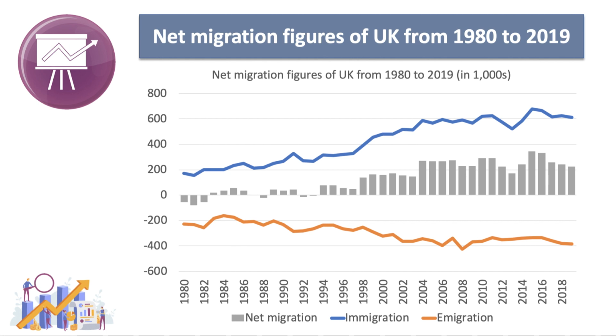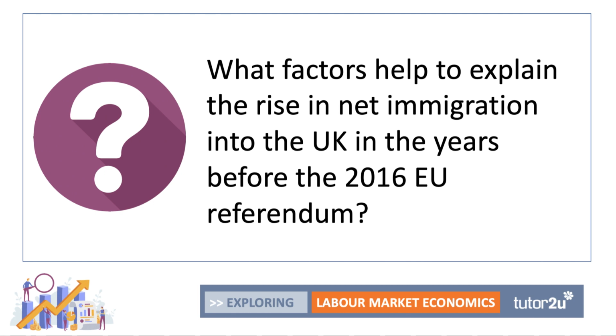Now, immigration has fallen in the last few years in net terms, but our focus actually is thinking a little bit about some of the factors that might help explain the rise in net immigration into the UK in the years before, in particular, the 2016 Brexit referendum. Economists often talk about push and pull factors. Pull factors are factors which encourage people into a country. Meaningful factors which pull people in to the labour market. Push factors are factors which push people away from a country, perhaps forcing them eventually to leave.